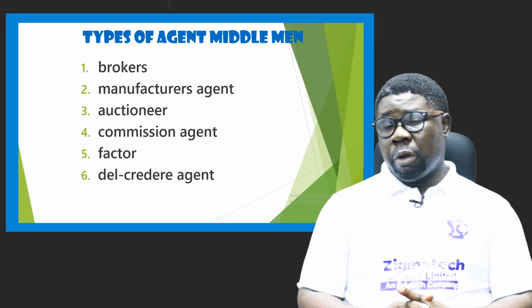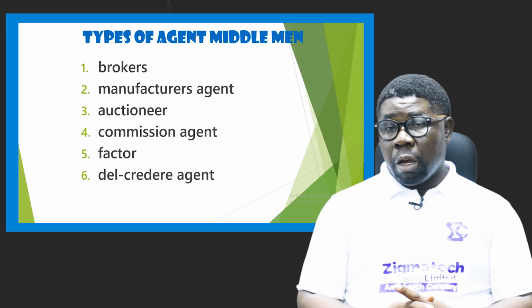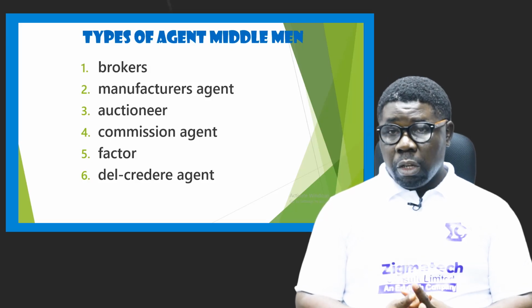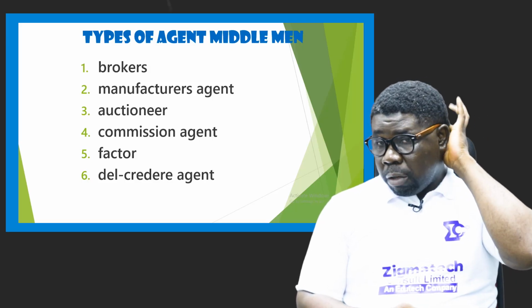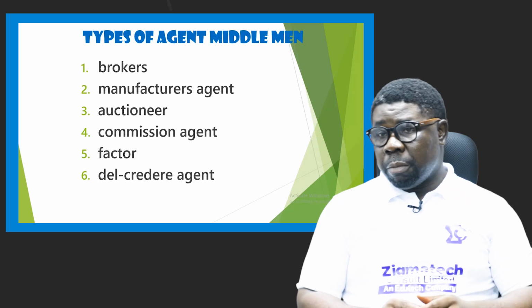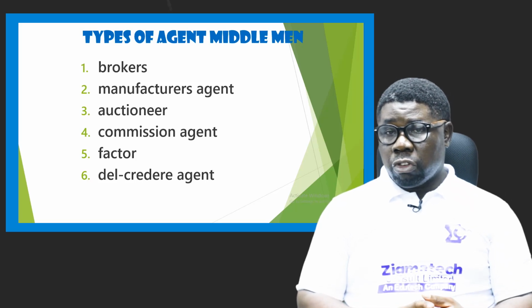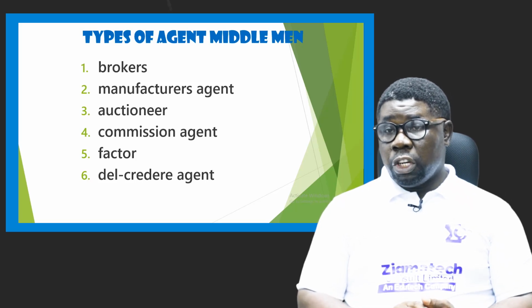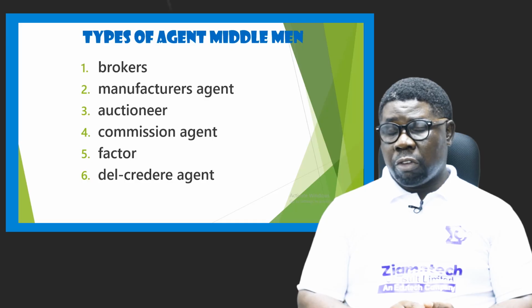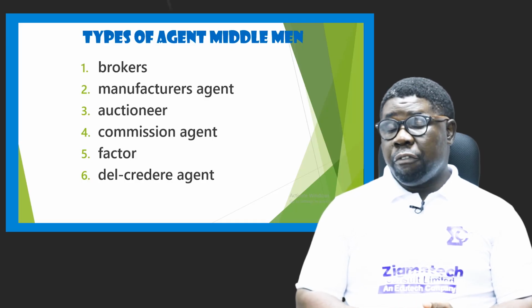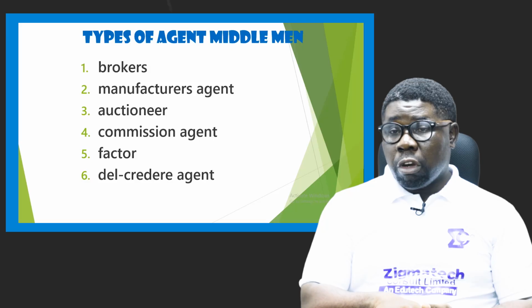Brokers are people who look for those who own stock to sell and those who want to buy stock. They connect them together and create a deal for them. So that's an example of an agent middleman, a stockbroker. Number two is a manufacturer's agent. When you have what we call warehouses, depots, you have depots of various companies.